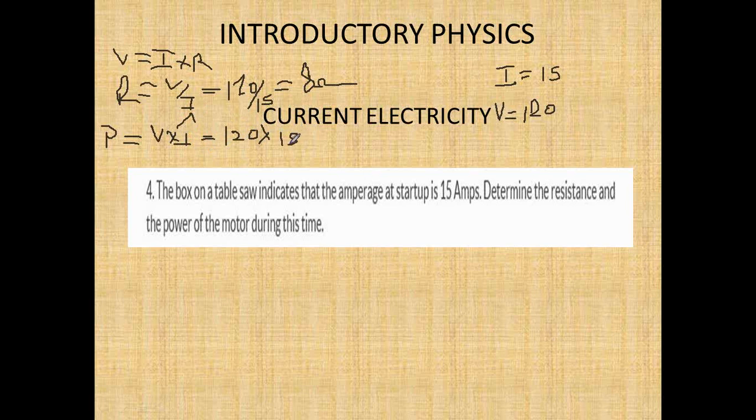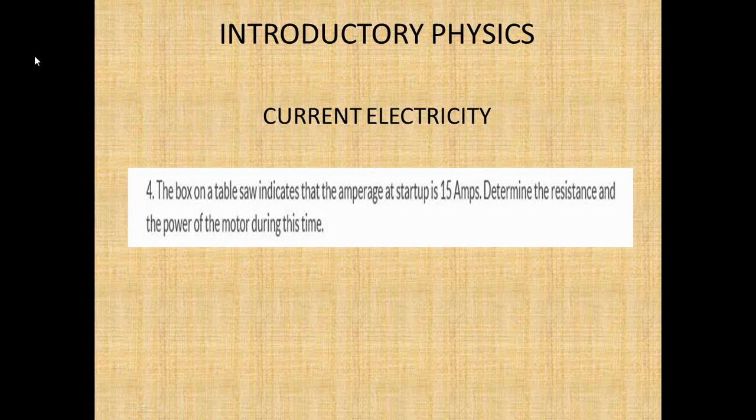15 is 1800. And that's 1800. And that 1800 is watts. Remember that power is in watts. The unit of power is watts. Okay? All right. So the important thing is to know your equations.